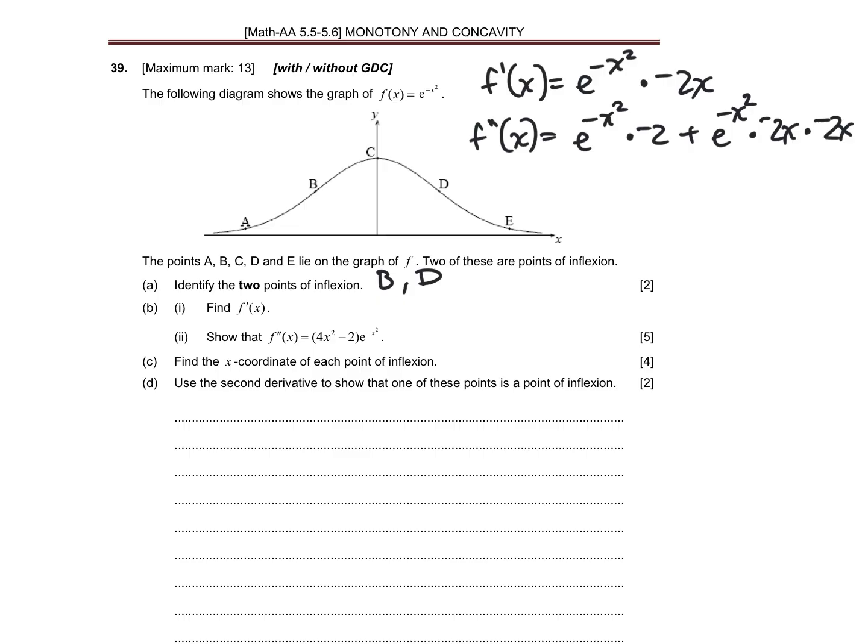So now we're going to have -2e to the -x squared plus 4x squared e to the -x squared. And they want us to factor out just an e to the -x squared. And then it's going to be 4x squared minus 2.